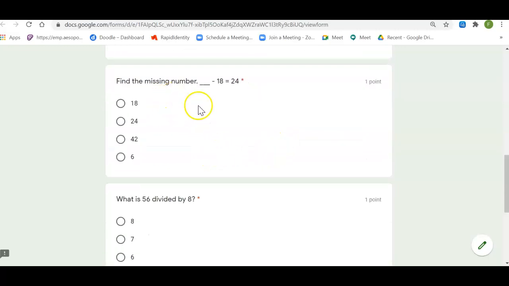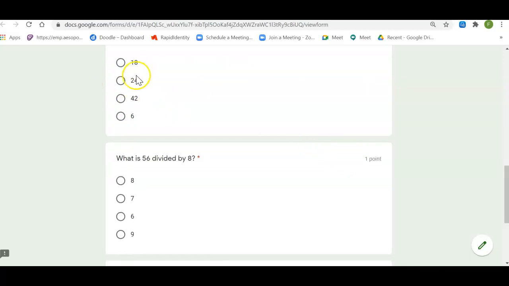And for the next one, it says find the missing number. So the number you're looking for is going to be the first one. Some number minus 18 equals 24. So you can use your notebook to help you to solve the problem. And your answer choices here are going to be 18, 24, 42, and 6. So whenever you solve it, go ahead and click on the answer choice that you think is correct.